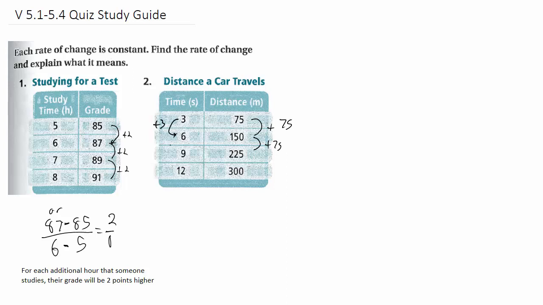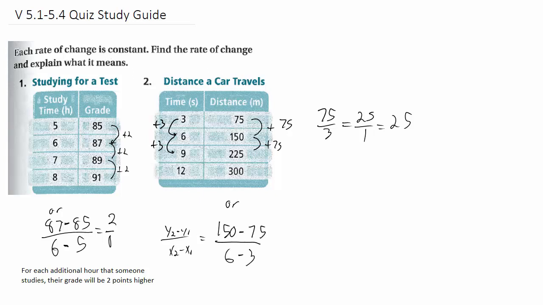In the second table, the y column goes up by 75. But the x column, like that first column, goes up by 3. So here it's 75 over 3. That reduces to 25 over 1. Or you could use the slope formula, which is the same thing. I'm still doing the change in y over change in x. It's still a change of 25 over 1.